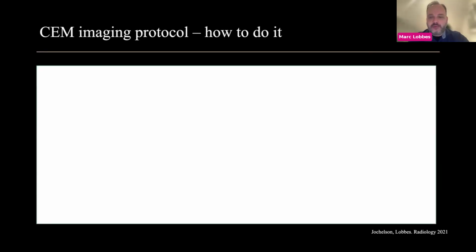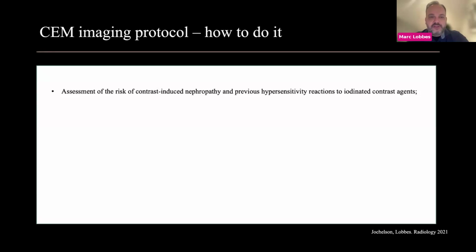Now, first of all, how do we get these kinds of images? So what's the imaging protocol? At first, you need to introduce iodinated contrast agents. So we know that they are associated with contrast-induced nephropathy and hypersensitivity reactions. So we need to screen for that.